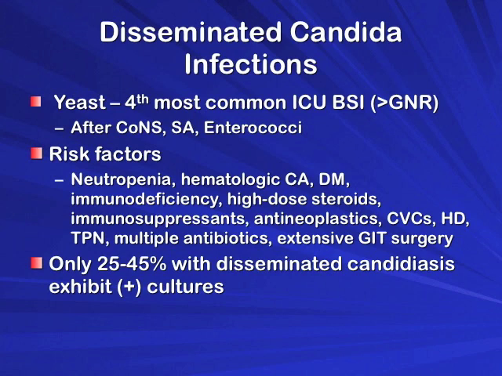So think about candidemia in a septic patient, particularly if they're neutropenic, if they have hematological disease, if they're diabetic, they're otherwise immunodeficient, are on high-dose steroids or other immunosuppressants, they have a central venous catheter, dialysis, TPN, they've been on multiple antibiotics, or they had a recent extensive GI surgery. And we may have disseminated candidiasis in the absence of positive cultures. So that's something for us to be aware of.